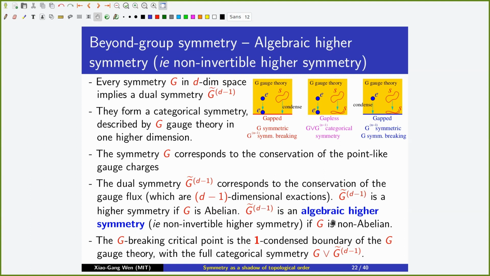Yeah. So I think this is the simplest example of a so-called non-invertible symmetry. This symmetry is also called a non-invertible symmetry. So there are many names. It's also called the fusion category symmetry. Okay, so there are all kinds of names for this.